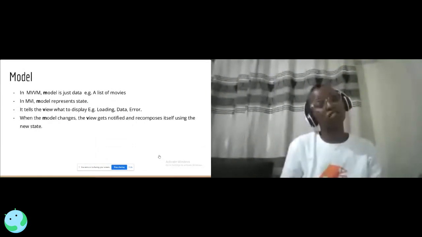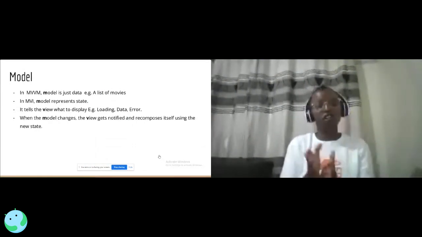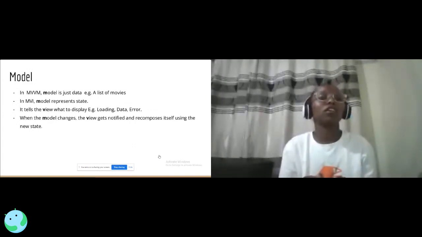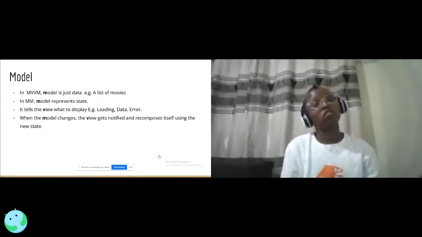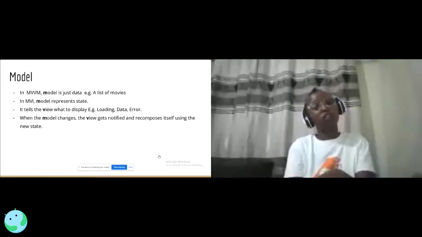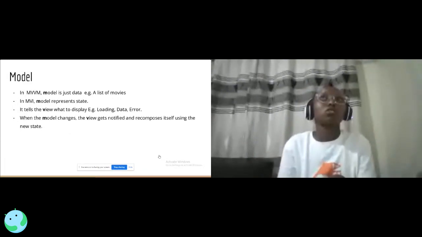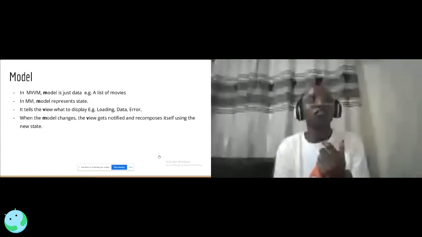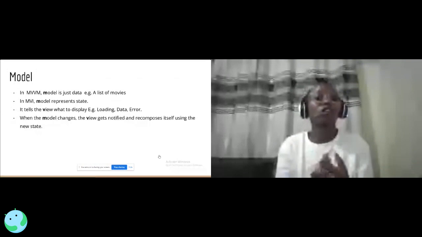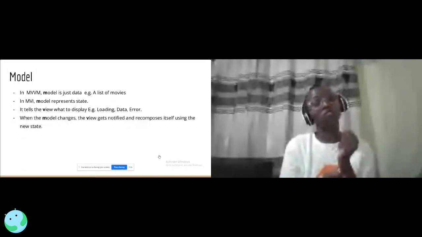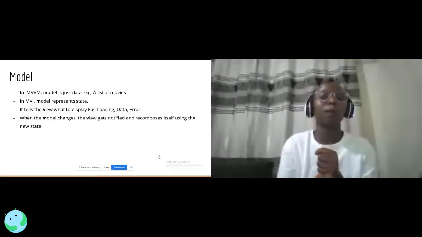The model now becomes state. In MVVM and MVP, we were looking at the model as just data, a list of movies or an error, separate data. But with MVI, the model becomes state. So the state will be either loading, or success, in which case we have data, or an error. This state is what tells the view what to display.